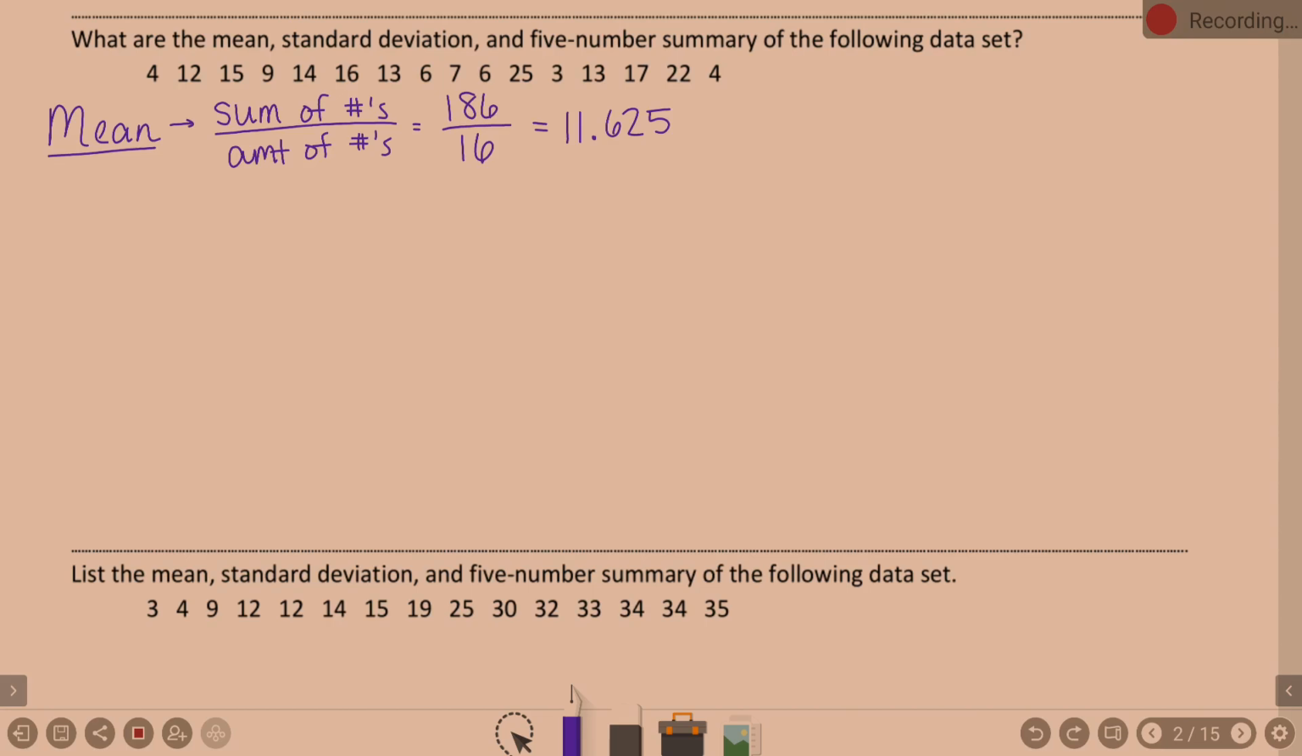So the mean is 11.625, or what I'm going to say is X bar is 11.625. Okay. Easy enough, right?